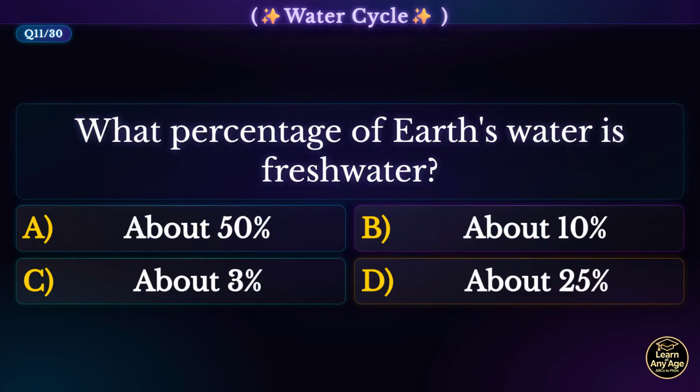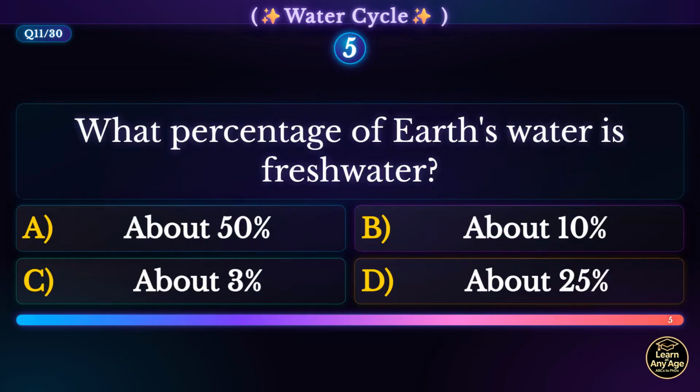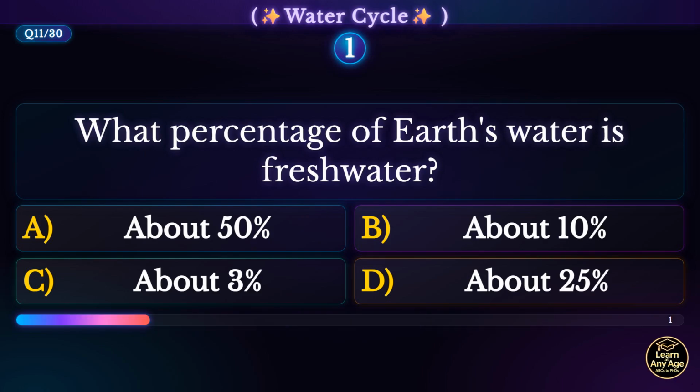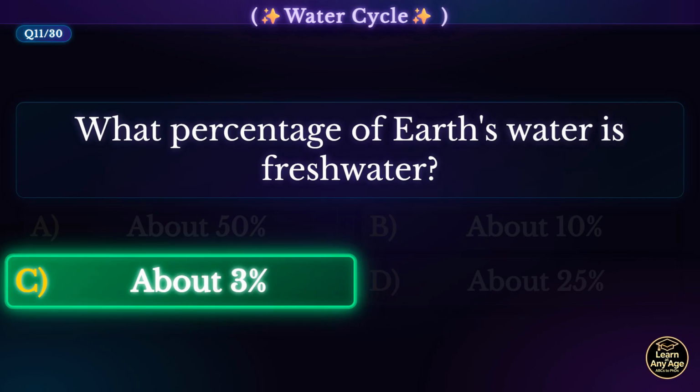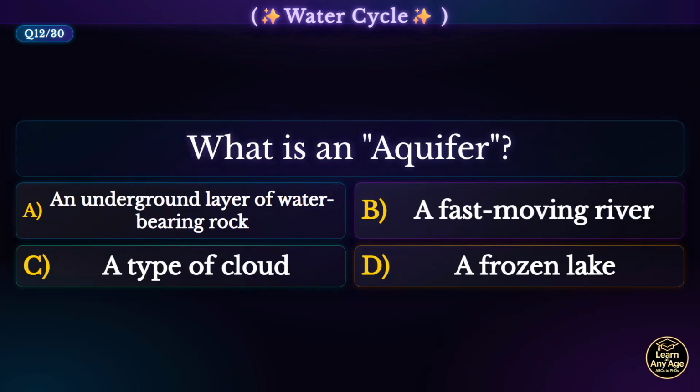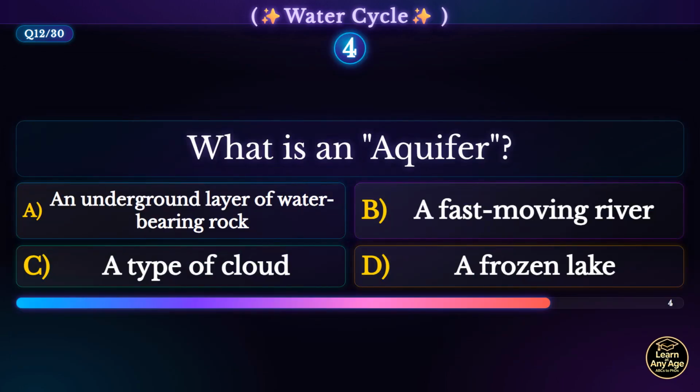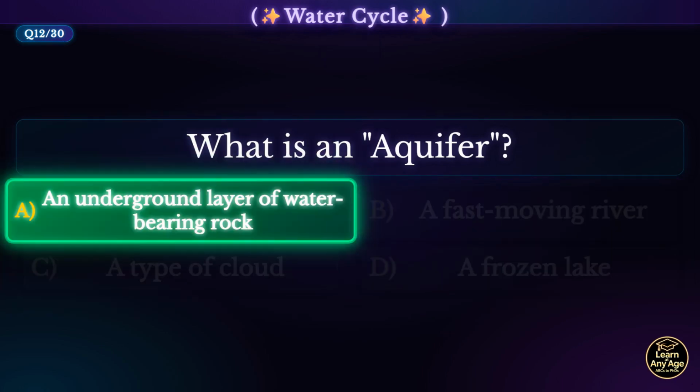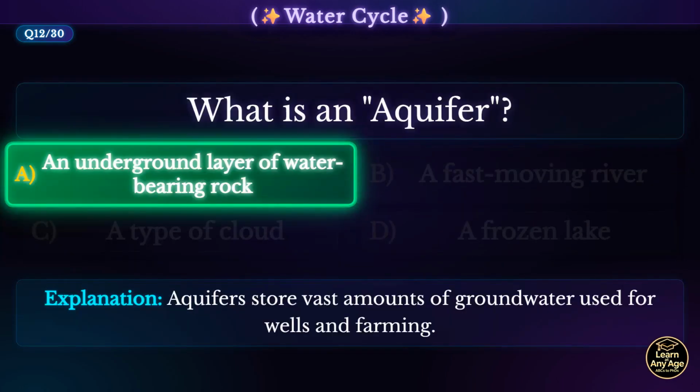What percentage of Earth's water is freshwater? About 3%. Only a very small fraction of Earth's water is fresh and suitable for drinking. What is an aquifer? An underground layer of water-bearing rock. Aquifers store vast amounts of groundwater used for wells and farming.